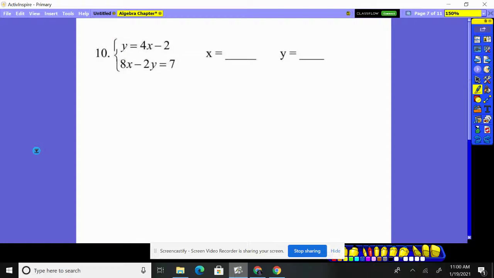Number 10, system of equations. It starts off y equals. That tells me right away I'm going to use substitution. It said y is equal to 4 times x minus 2. So I'm going to plug that into the equation below wherever there's a y.